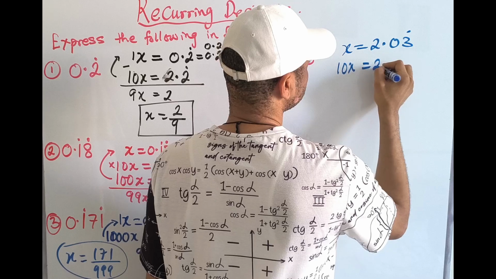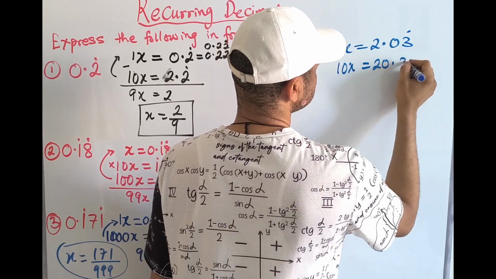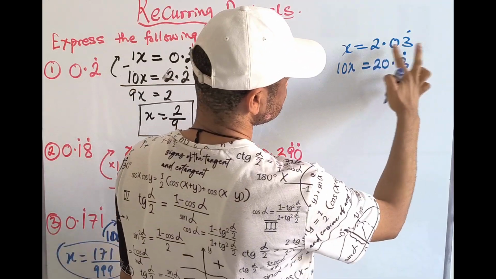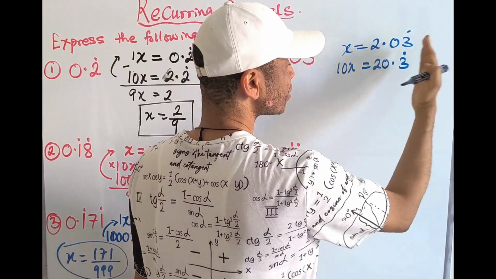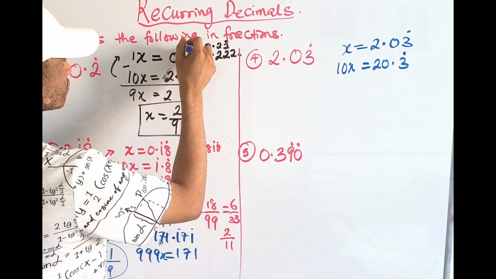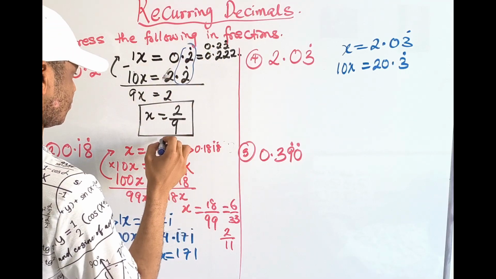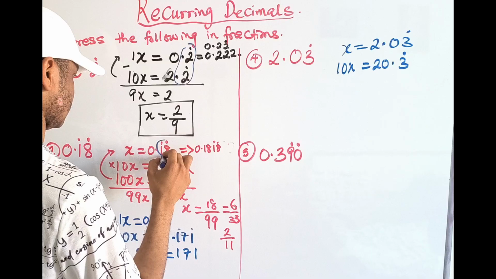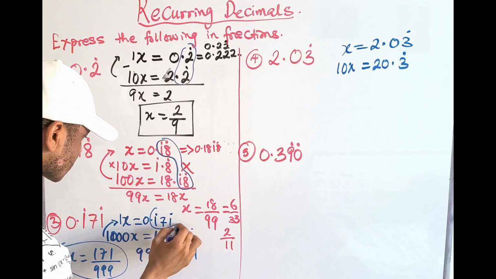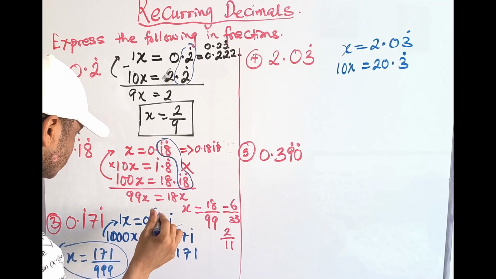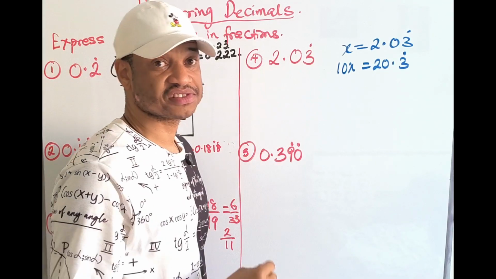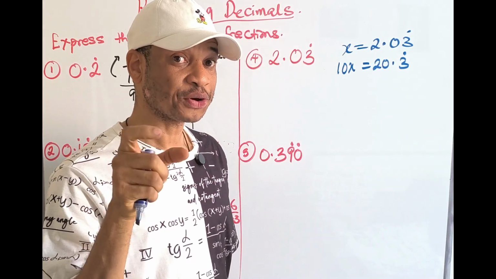So 20.3 recurring. But I cannot subtract them because you can see there's a problem, because this is 0. I need the recurring to always cancel out. You can see the pattern. Recurring cancels out. They always cancel out. These cannot cancel out. So that is the plan. Make sure the recurring always cancels out.